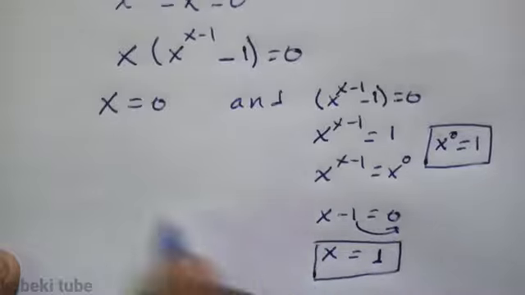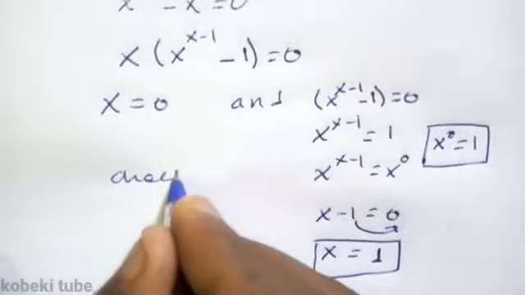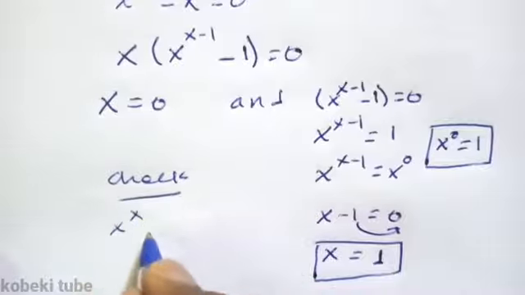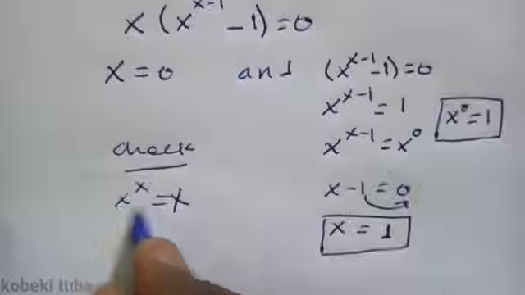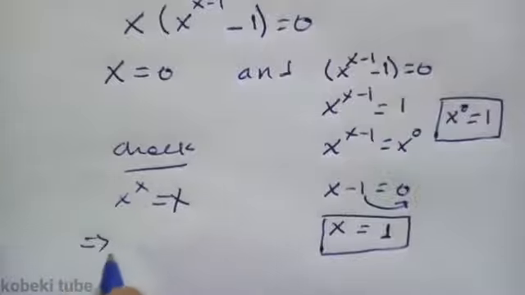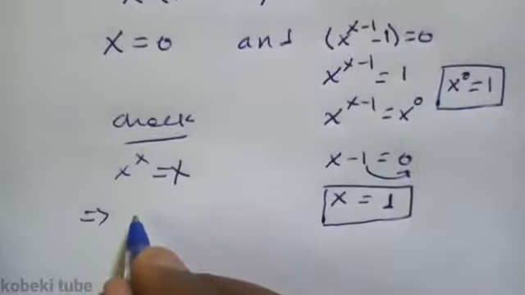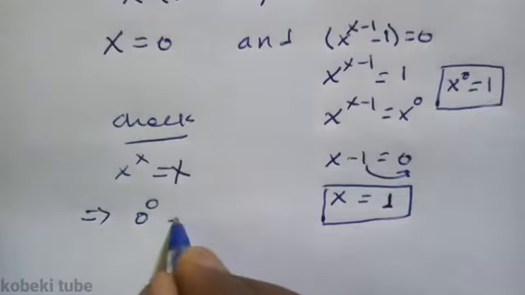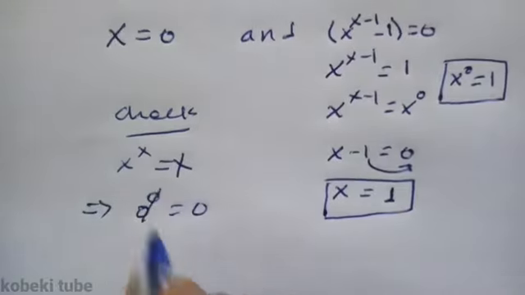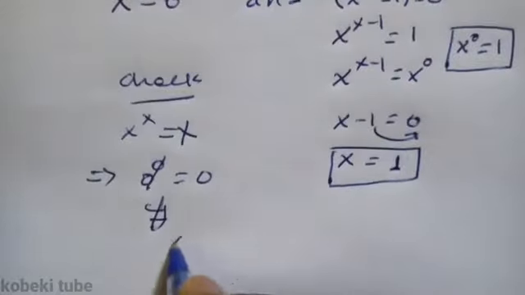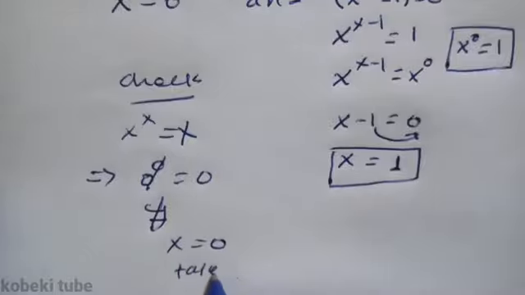Now let us check whether this is correct. x to the power of x is equal to x. We check for the first case, then we put 0 in place of x, then 0 to the power of 0 is equal to 0. But 0 to the power of 0 does not exist, which is undefined. So x is equal to 0 is not true, it is false.